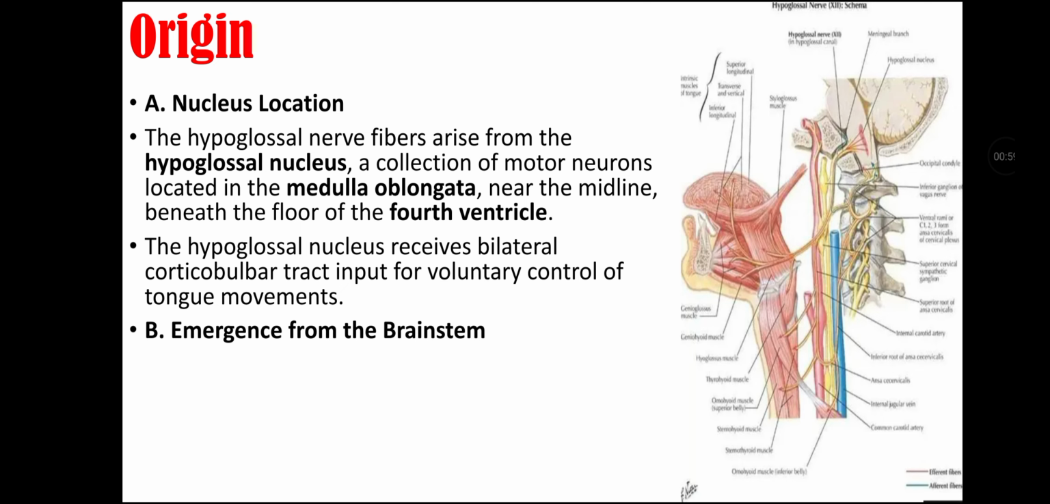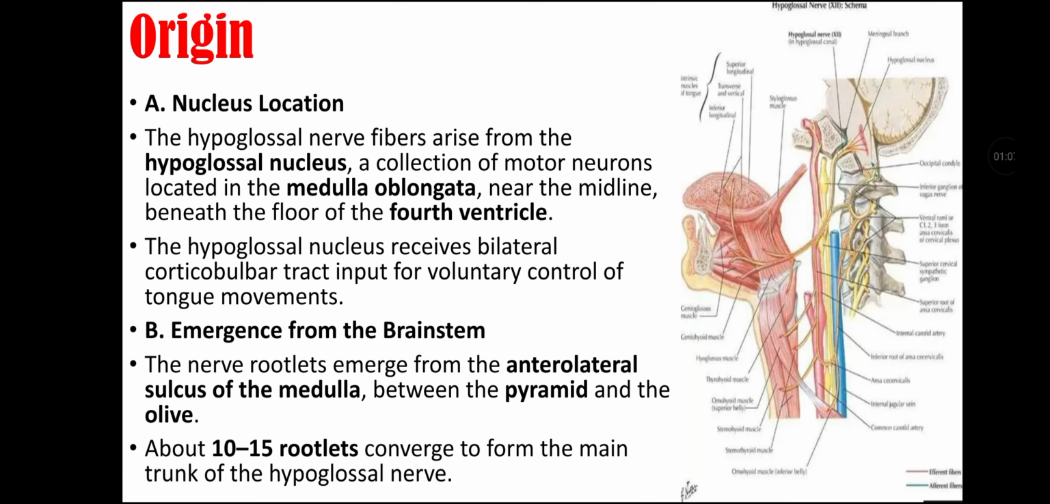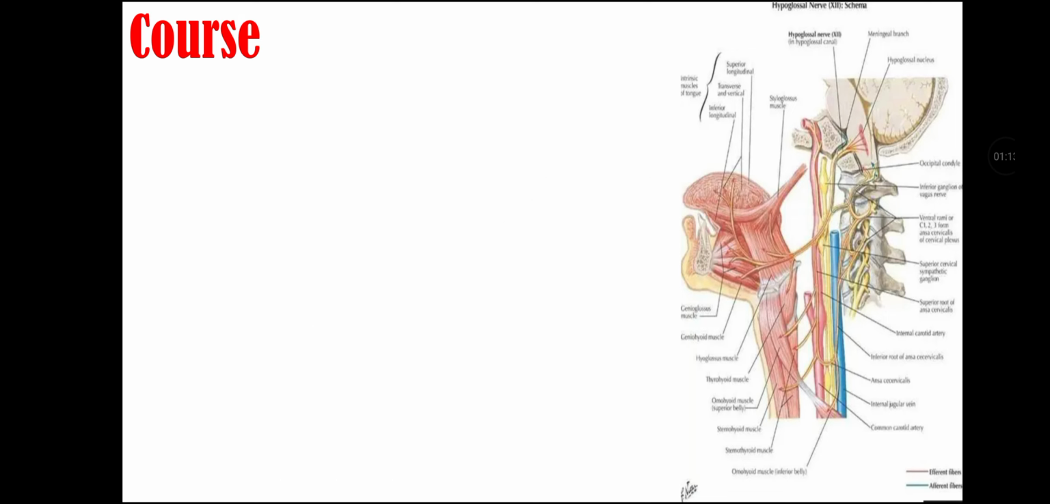Emergence from the brainstem. When it emerges from the brainstem, the nerve rootlets emerge from the posterior lateral sulcus of the medulla between the pyramids and olive. About 10 to 15 rootlets converge to form the main trunk of the hypoglossal nerve.